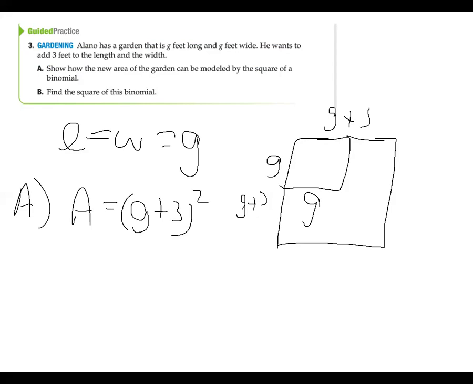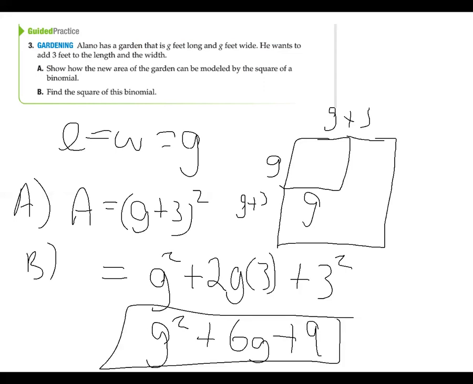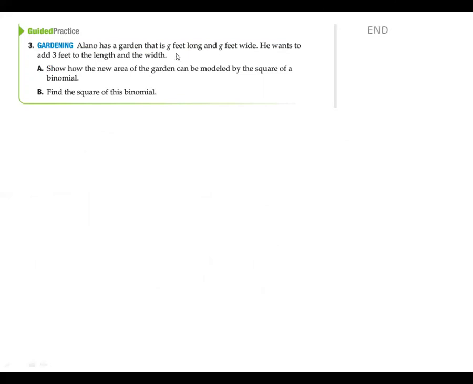All right, part B, you could FOIL that out, but since it's the square of a sum, I can use the formula where you square the first term, double the product of the two terms, and then square the last term. So you would get g squared plus 6g plus 9. Okay? Alrighty.